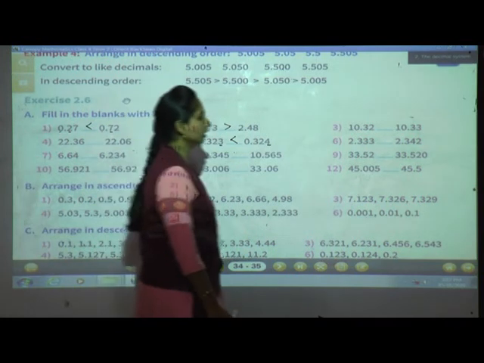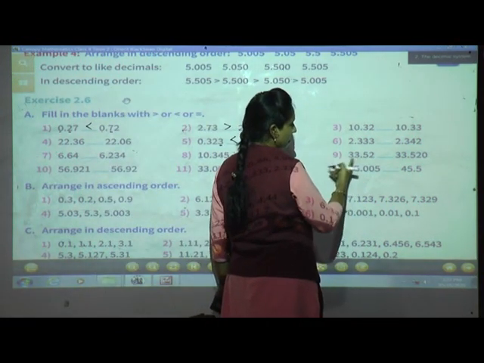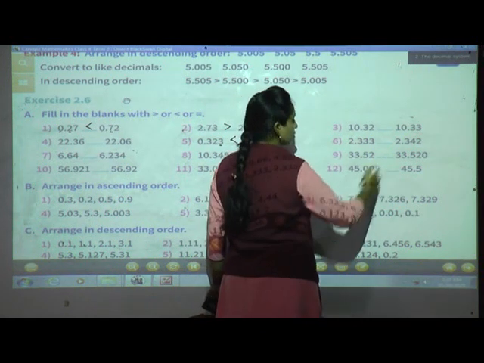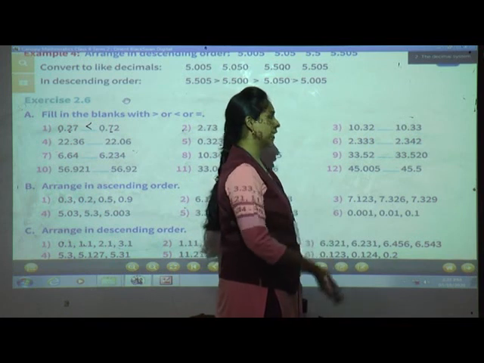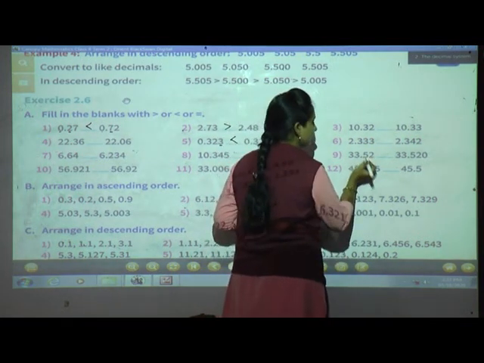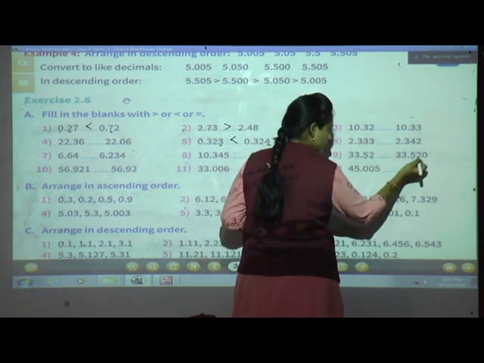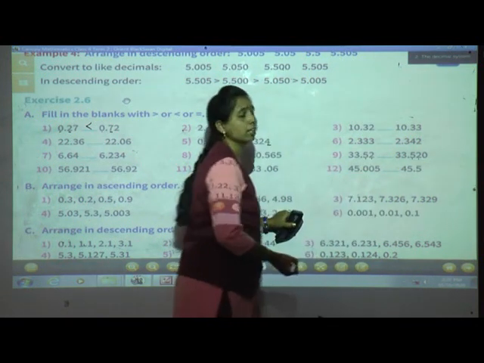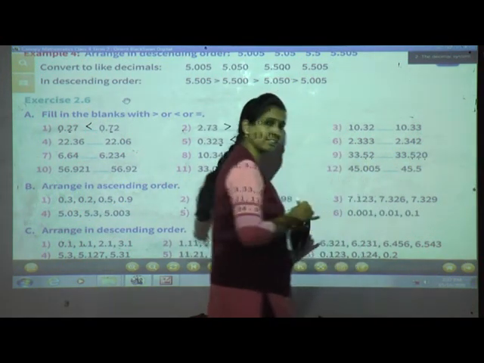See the ninth one. The ones and tens places, 33 is there, and here also 33 is there. So both are equal. Then go with the next number. 5 is there, here also 5 is there. The next, the hundreds place, 2 is there, here also 2 is there. The next, in the thousands place, 0 is there, but here nothing is there.